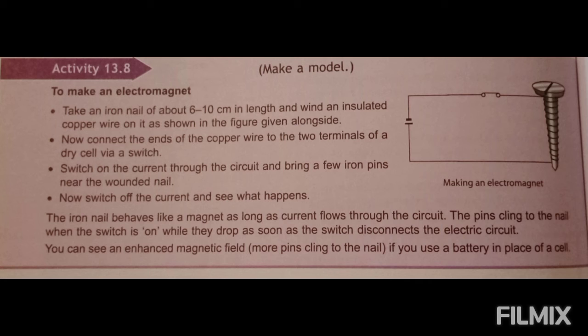What we will see, the iron nail behaves like a magnet as long as the current is flowing in this circuit. Means the nail that we wound the wire on, when we made current flow through it, it started behaving like a magnet, and this effect is known as electromagnetic effect. Electricity combined with the magnetic effect. Increase in the flow of the current increases the magnitude of the magnetic field also. And if we increase the number of turns in the coil, it increases the magnetic field which is produced inside the iron nail.